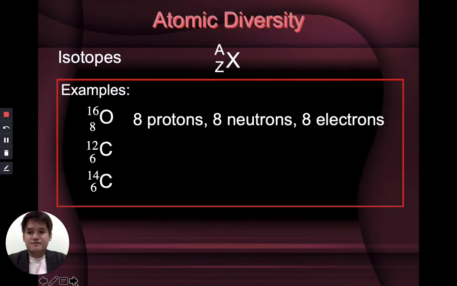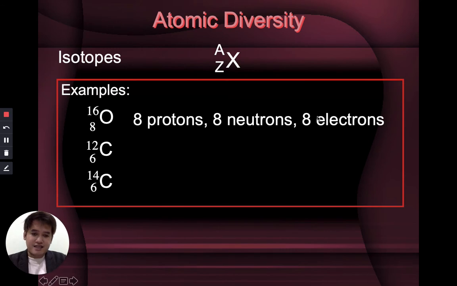Now, we see here that in the first oxygen, there are 8 protons. So how do we know that it's 8? We just look at the atomic number. And then 8 neutrons, because the mass number 16 minus the atomic number is 8.